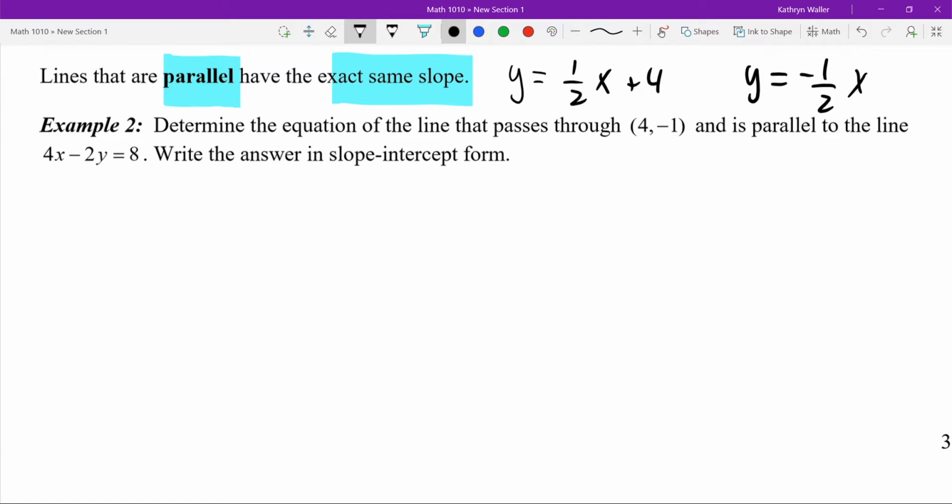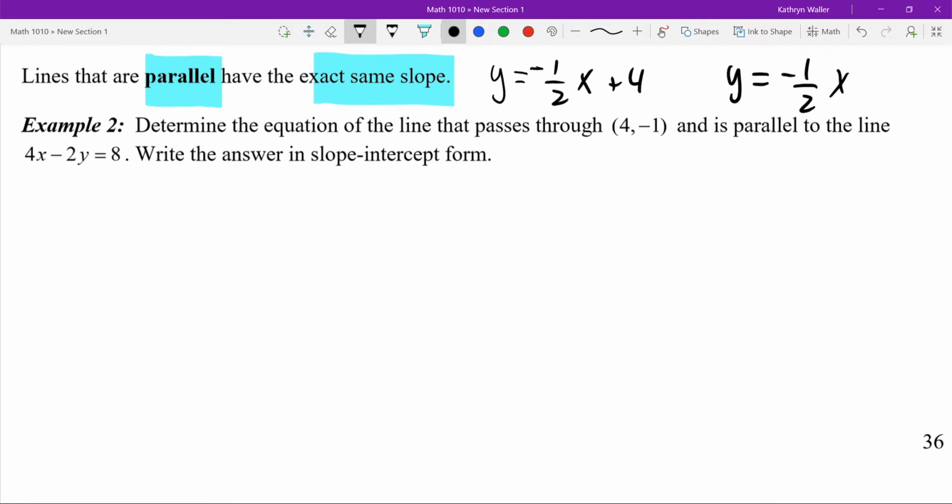Shout it out. No. Why not? One's a positive, one's a negative. So if that guy's a negative, then this guy has to be a negative. Those slopes have to be completely identical, and then they're parallel. Okay? Parallel is this. You guys know that, right?